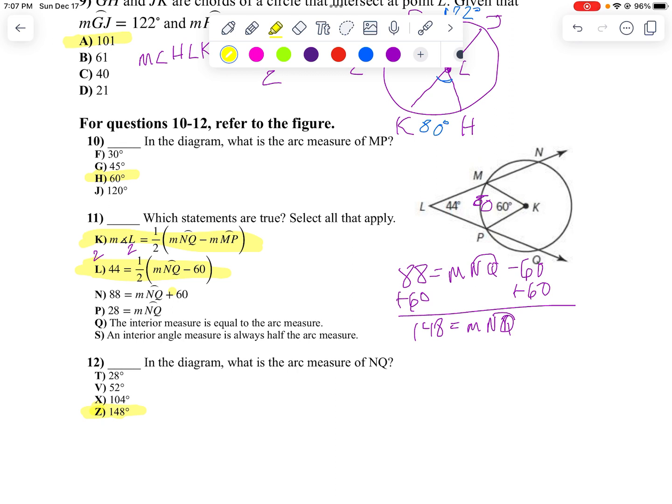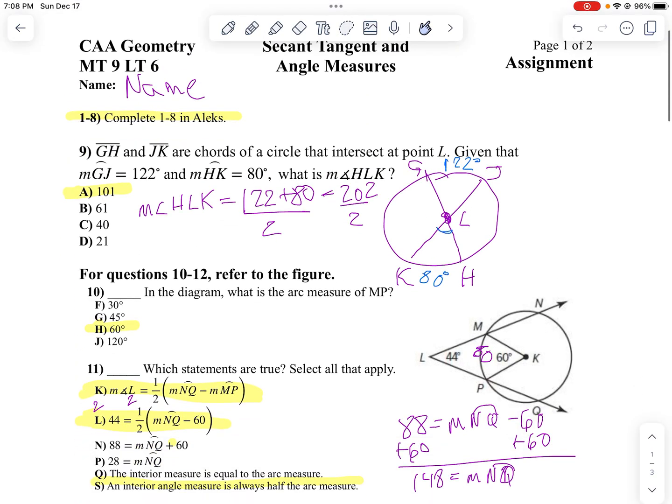Okay, so it's not N, it's not P. The interior measure is equal to the arc measure. No. An interior angle is always half of the arc measure. Yes. Okay, and I do believe that is the first page of your assignment.